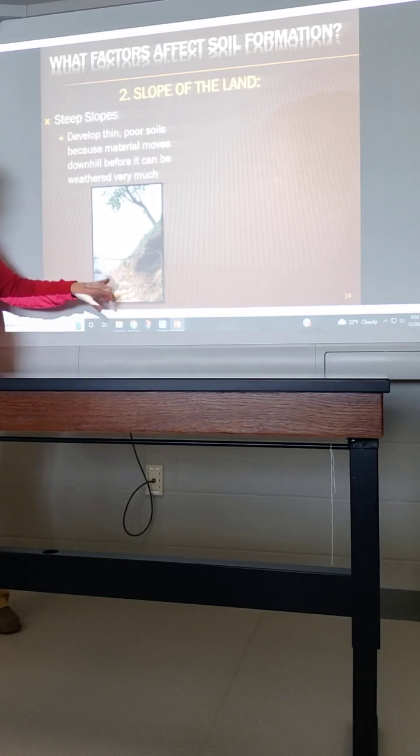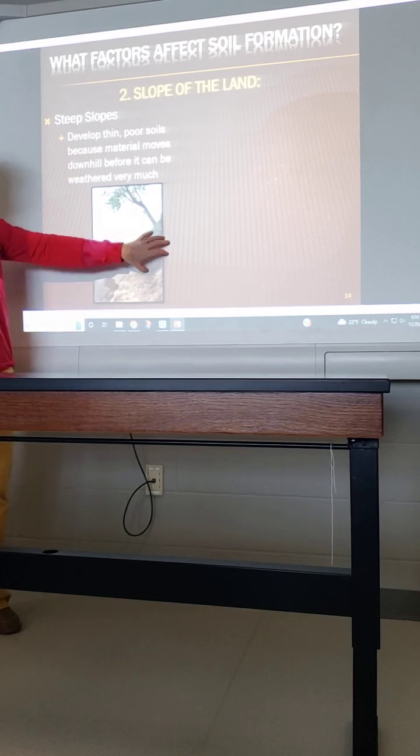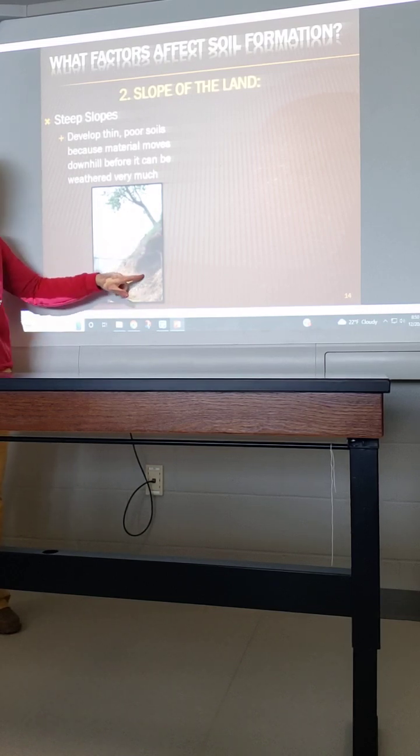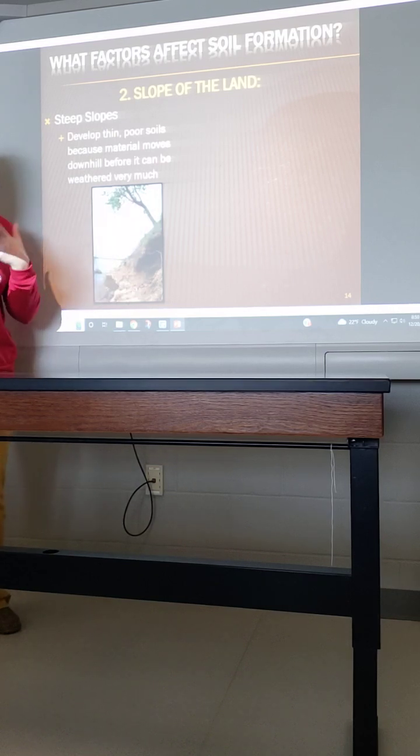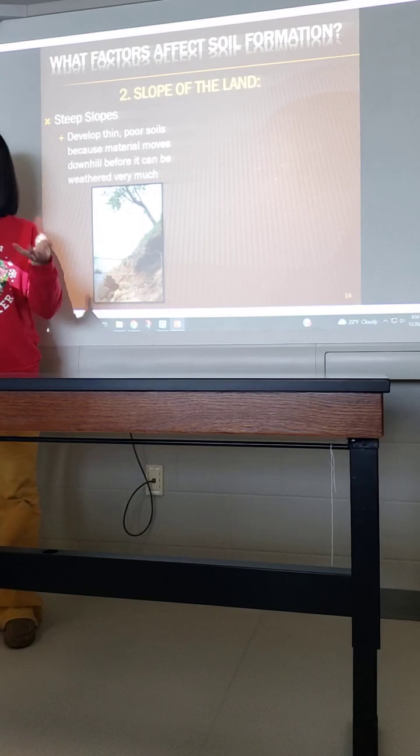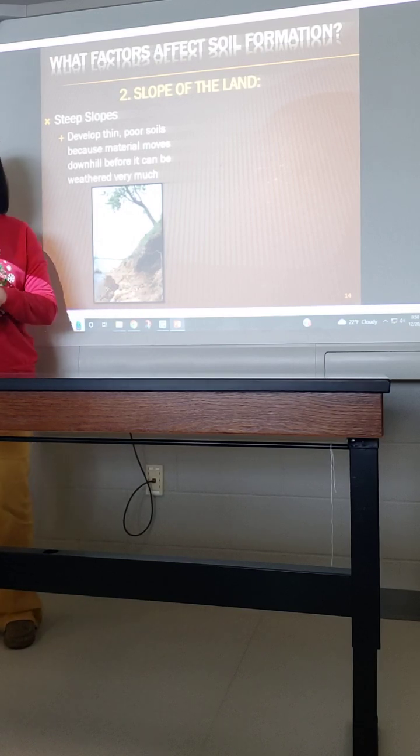So you can see here a big chunk has fallen off. I'm assuming a big chunk has fallen here. You can see exposed roots. And so on the hill, if there's nothing there to protect the soil, it's going to get eroded away, which means it's going to get washed away or transported to a new location.